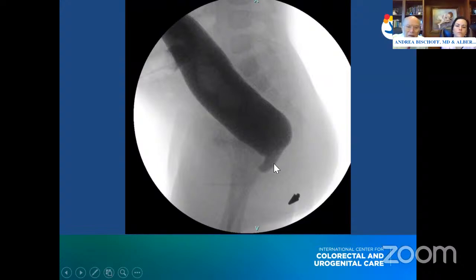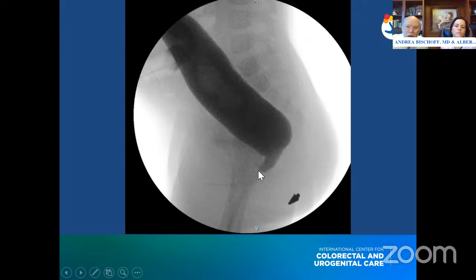Now, the question is, sometimes the contrast material, by the way, the contrast material should always be hydrosoluble. Hydrosoluble contrast material. Do not use barium. So the contrast goes into the urethra, and sometimes, most of the times, goes up into the bladder, but all the times it goes distal into the urethra.